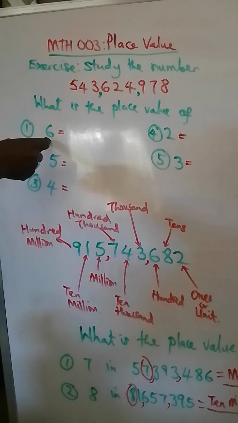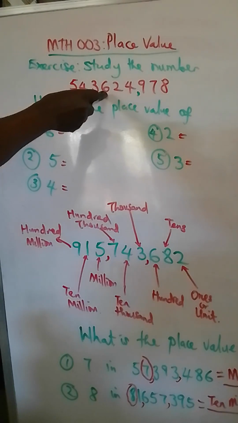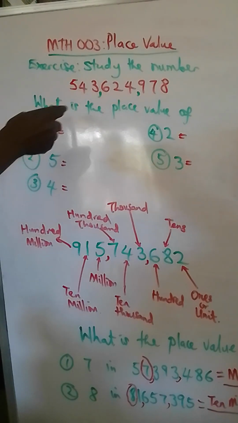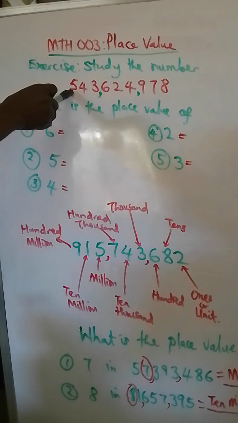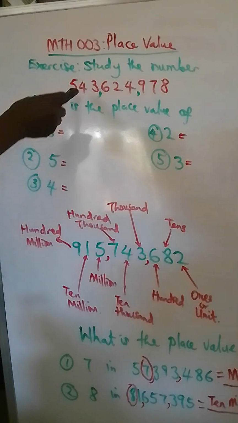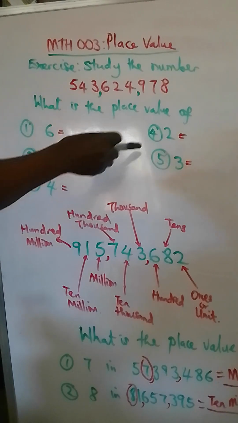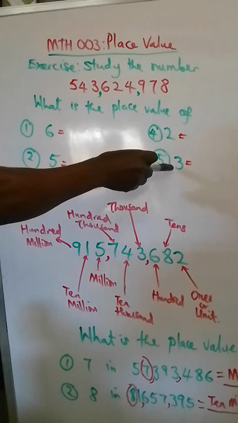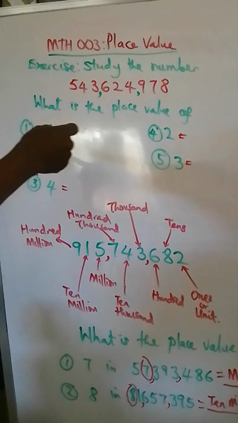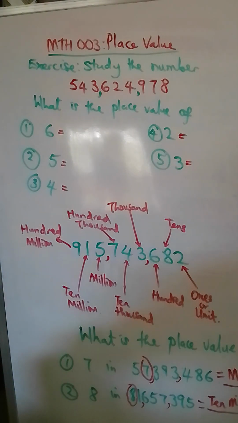What's the place value of 6? Get it. What's the place value of 5? This is 5 here. Now, what's the place value of 4? You can see 4. What's the place value of 2? That's referring to 2. And what's the place value of 3 in that? So you give your answer and then you send it to me. I mark for you. Well done.